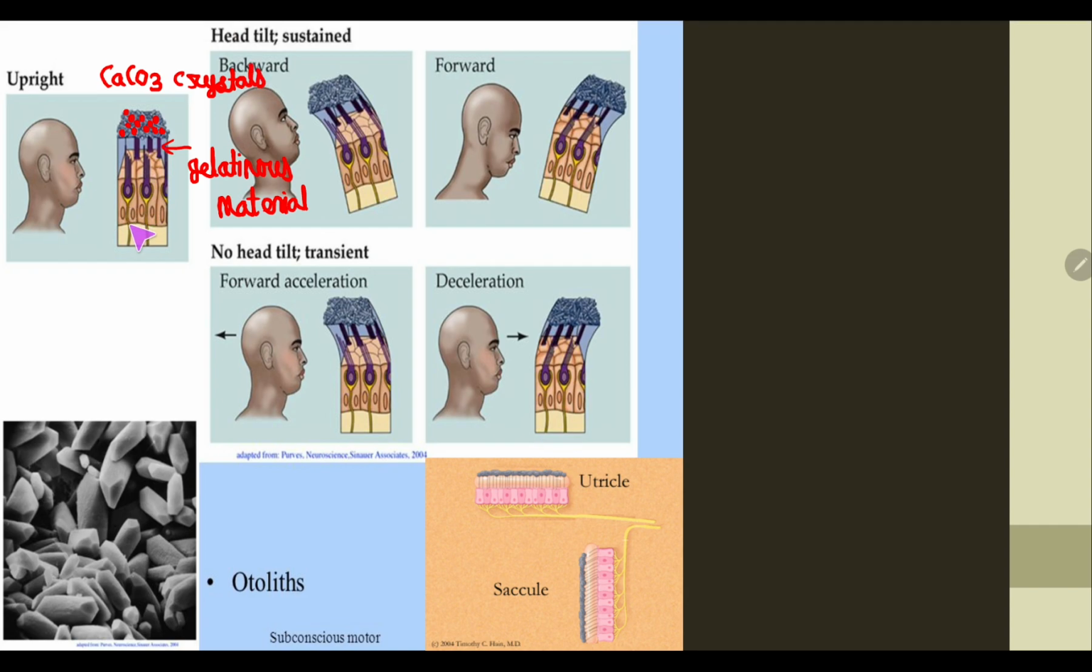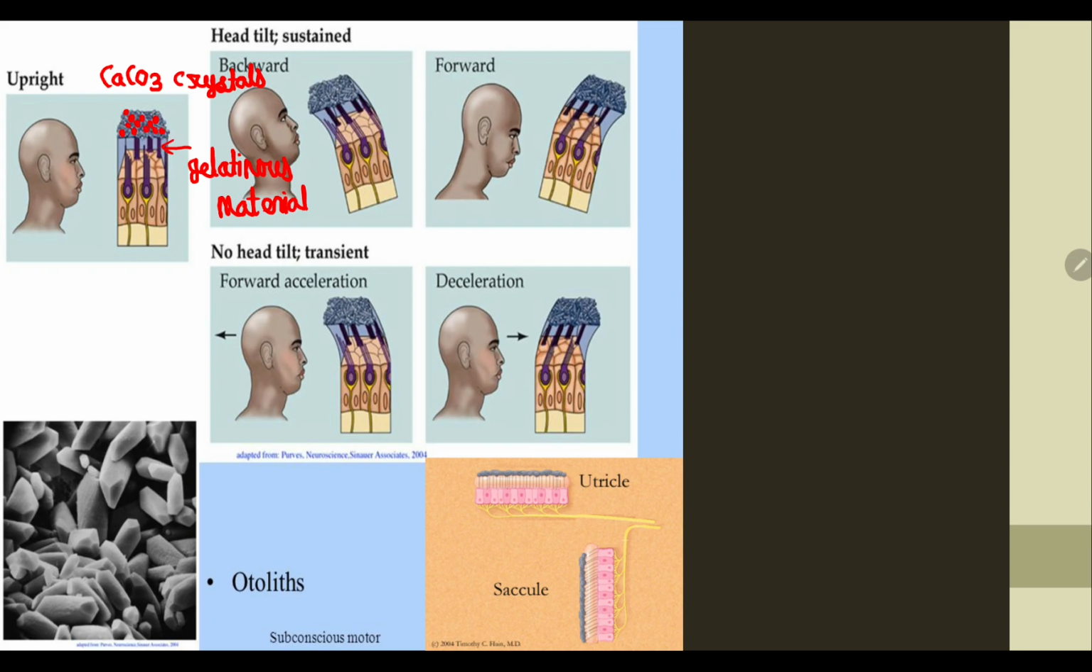Sensory hair cells are connected by cranial nerve 8, the auditory nerve. The stereocilia or kinocilia of these sensory hair cells are embedded in the jelly-like material, and then they have calcium carbonate crystals here.